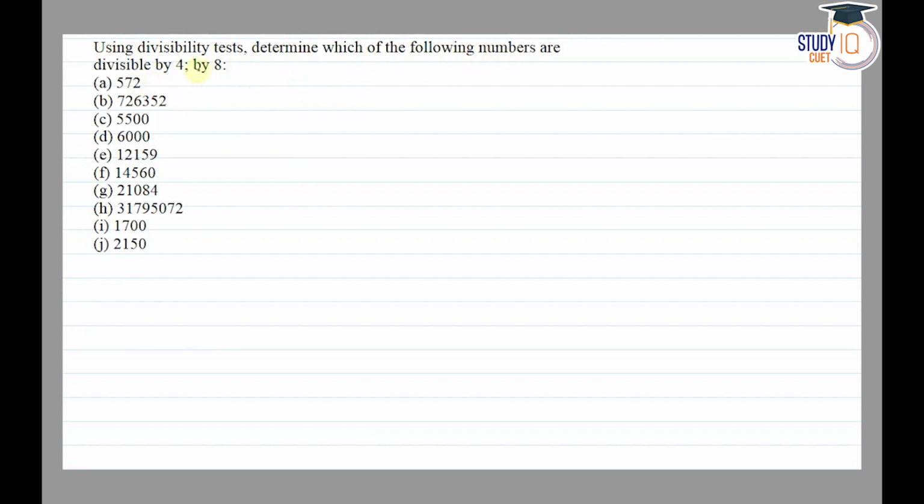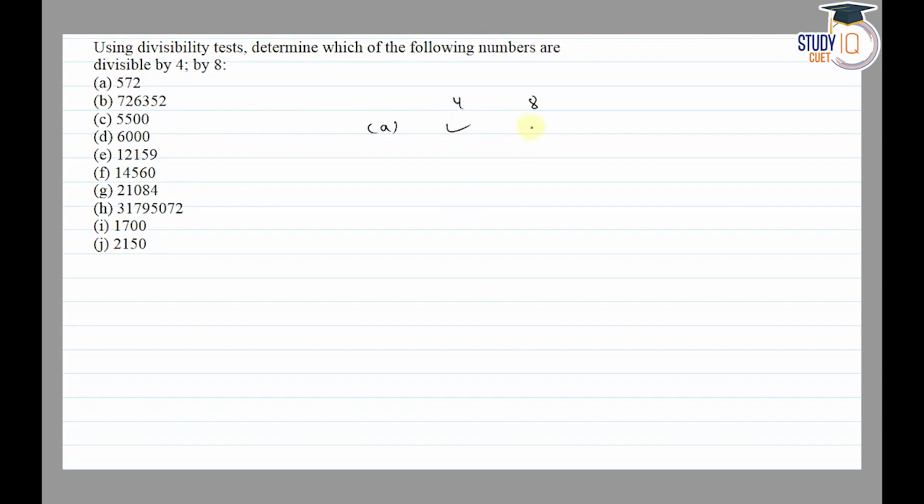So for divisibility rule of 4, the last two digits should be divisible by 4, and for divisibility rule of 8, the last three digits should be divisible by 8. So, divisible by 4 and divisible by 8 for part A. So 72, so it is divisible by 4. So yes.